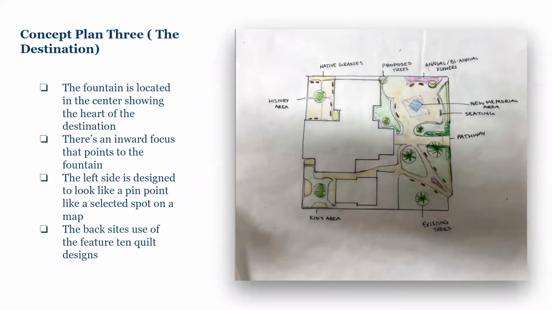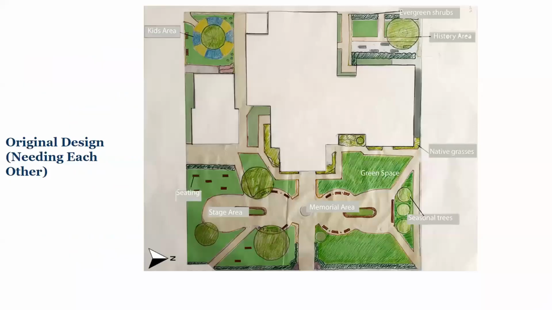For my third part, I made the destination. This is a representation of a pinpoint on a map, and here is the new fountain, our new memorial area. It's like the heart of the county. Again, this site also has a history area along with a kids area, based on those famous quilt patterns that Warrenton is famous for.